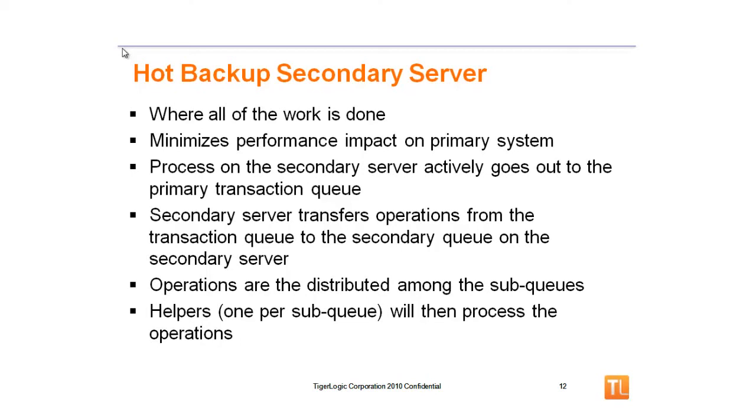There's a process on the secondary server that actively goes out and is constantly bringing transactions over to the secondary machine. If it doesn't see anything there, it'll pause for 10 seconds, or that's tunable also, 15 seconds, and it'll go try again, so it's not spinning too quickly. Once the transactions come over, they're distributed, and the helpers, one per sub-queue, which are phantom processes, are writing to the secondary database. You can even tune the number of helper processes. So all this is tunable.